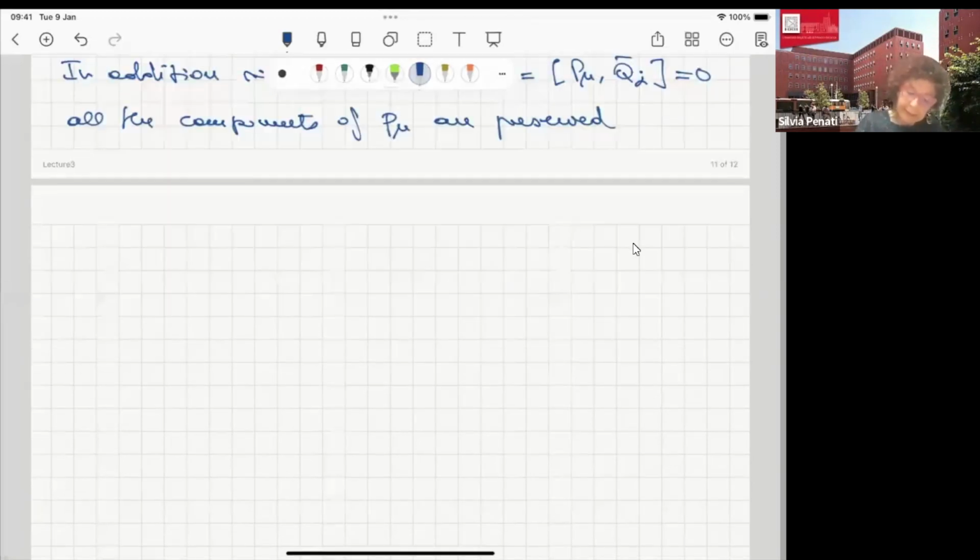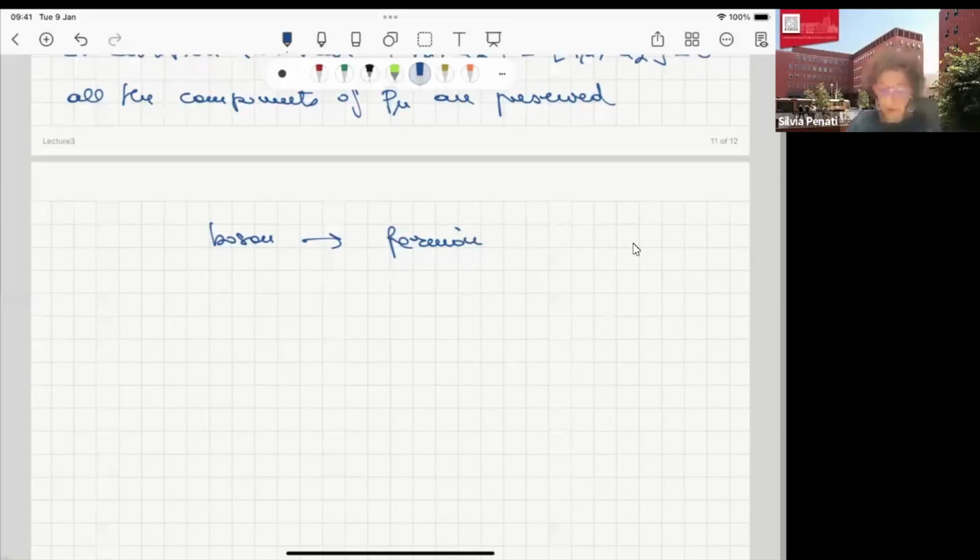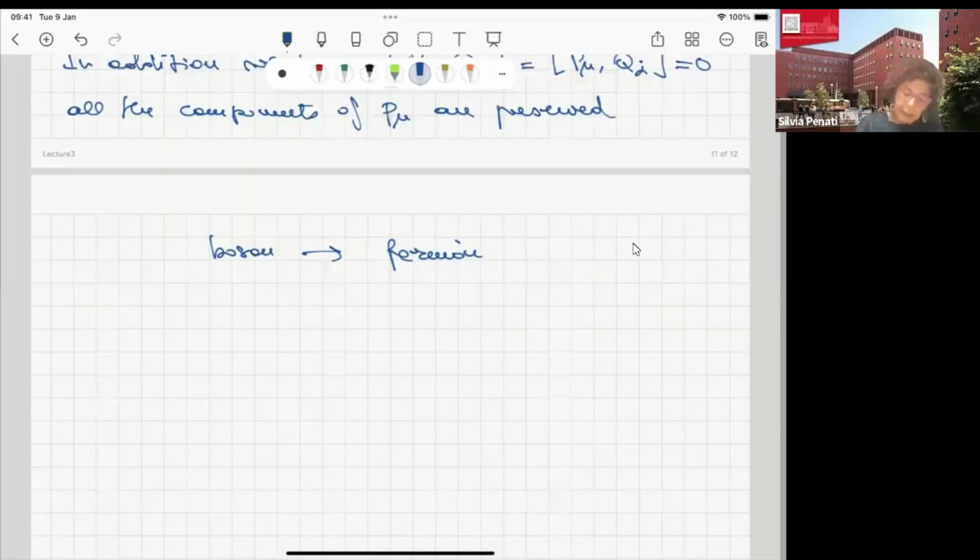Therefore, what I can say is that if I have a boson which transforms into a fermion, the same if I have a fermion which transforms into a boson, they will have the same mass, but they will also have the same energy, and they will also have, of course, the same momentum.